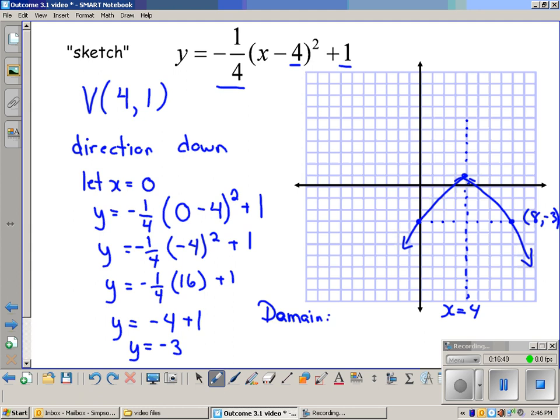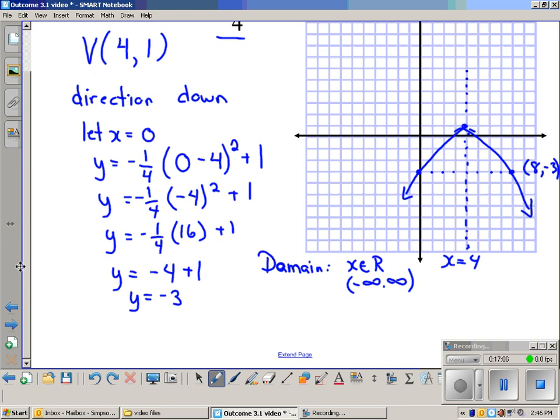Our domain, the domain of this function, is what values x can be, and the same as our last one, x can be any real number, or in interval notation it can go from negative infinity to positive infinity. Our range is the values that y can be.